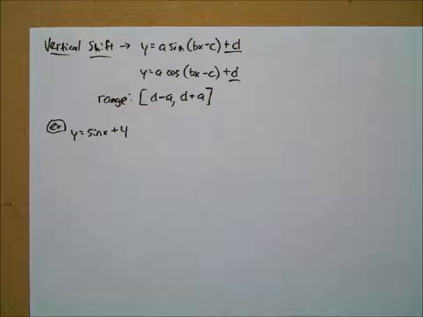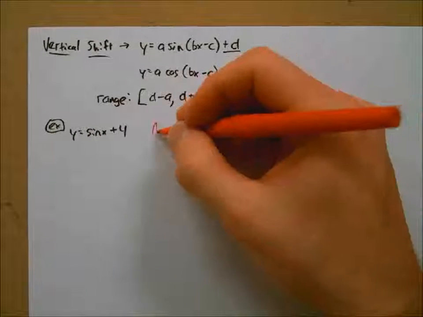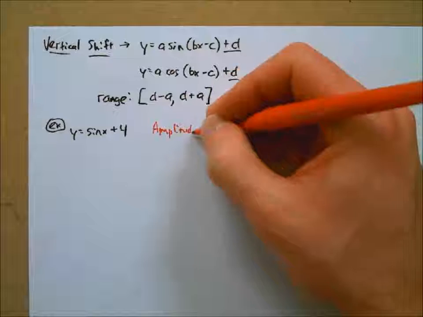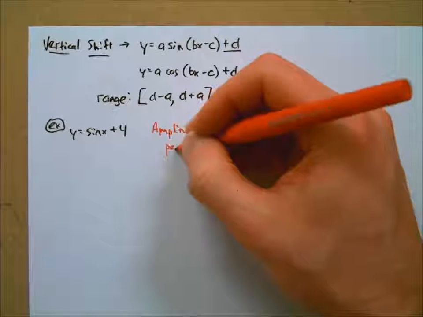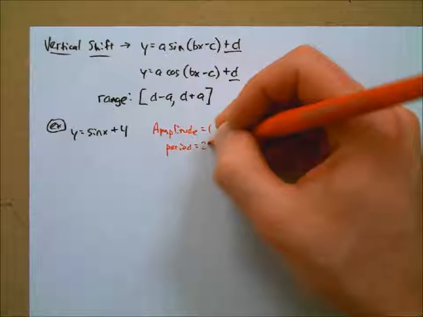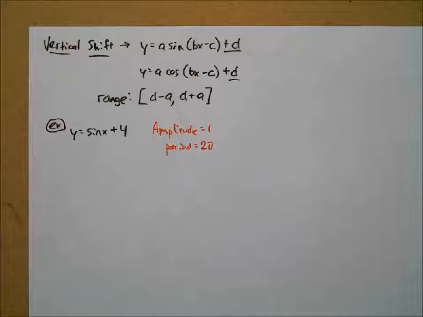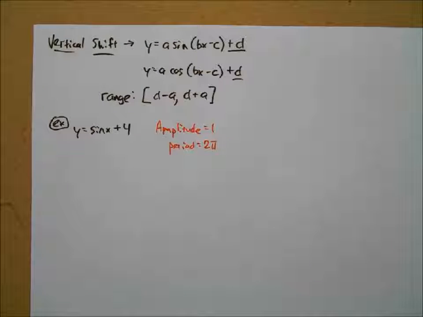What's the amplitude for this? 1. What's the period going to be? 2 pi, right? It's not shifted, and it's not stretched or shrunk at all. So amplitude is 1, period is 2 pi. So all that's happening here is what? What's the only transformation we're going to have happen? Shift up 4.